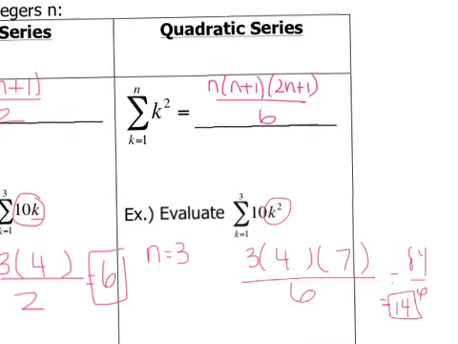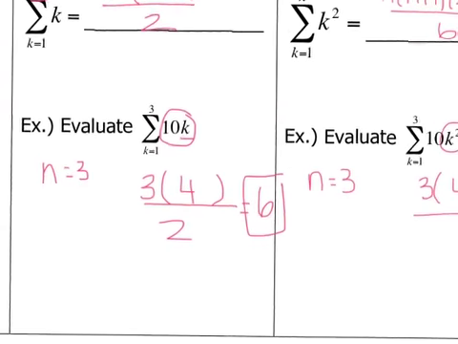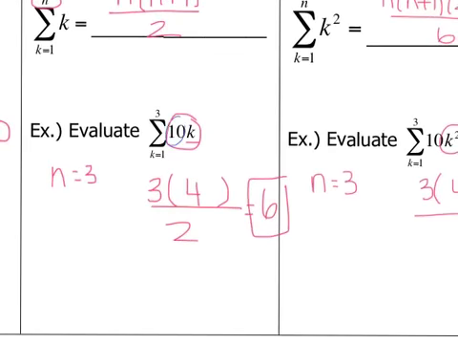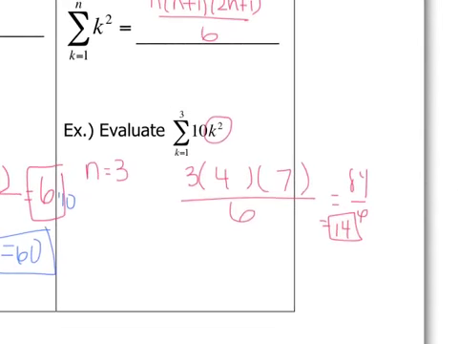I totally forgot something. We totally did not take into account this 10. What we did on this example was we found the sum with just the k. So we just need to take into account that 10. Just multiply 6 by 10. The sum should be 60. So not 14, because we need to take into account that 10. So it should be 140. My bad, I'm sorry about that. So you just multiply it by whatever the coefficient is, like the last one.